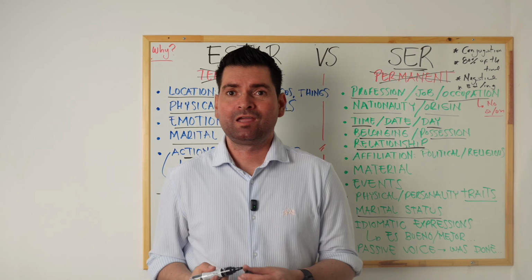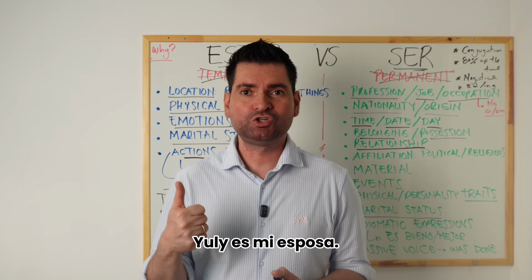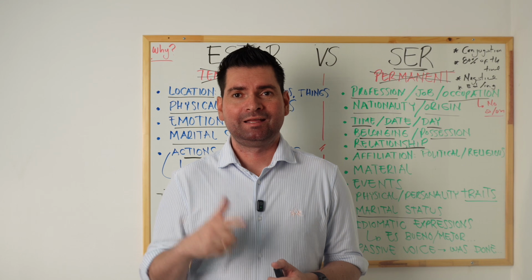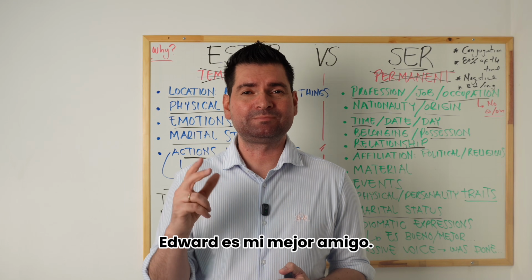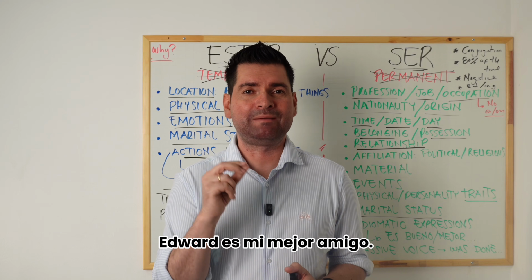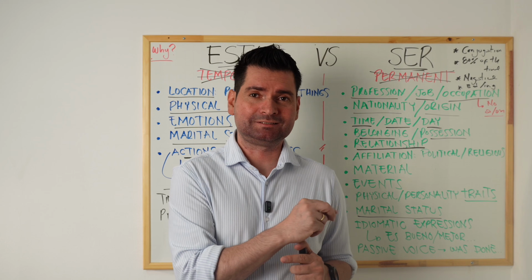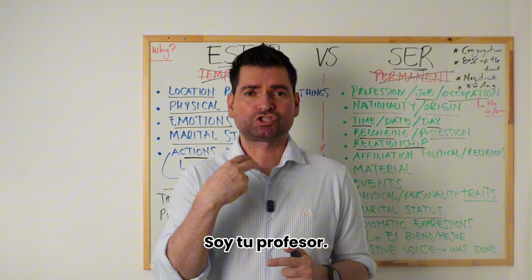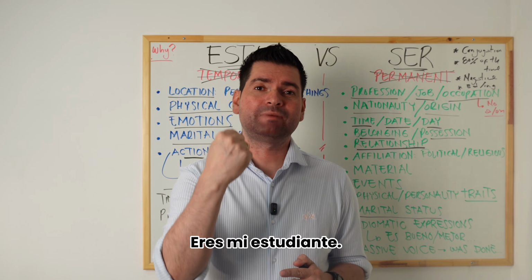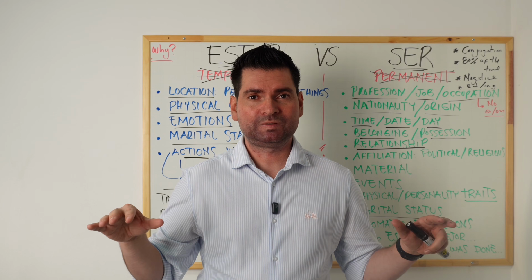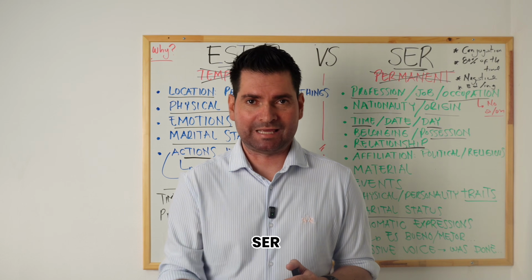Relationships. For example, I can say, Julie es mi esposa. Julie is my wife. Darío es mi papá. Darío is my dad. Edward es mi mejor amigo. Edward is my best friend. When you talk about relationships, we always use ser. With my students, I can say, soy tu profesor. I am your teacher. And then, eres mi estudiante. You are my student. Any relationship, no matter how formal or informal it is, is used with ser.